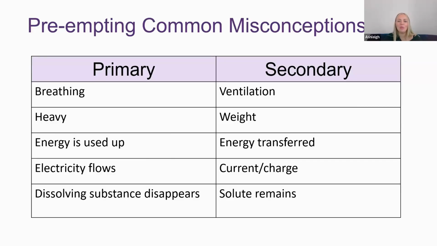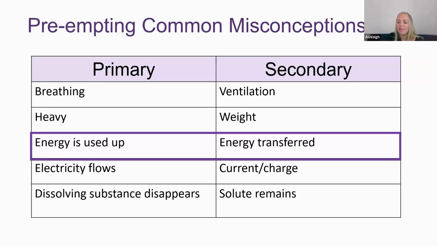I thought I would pick out some areas that I think, just from my own experience, this is not from a particular area of research, students when they come to year 7 have misconceptions around, or not even a misconception, but are using the incorrect language for GCSE. So we have breathing and ventilation, talking about things being heavy and associating that with weight, energy being used up as opposed to energy transferred, electricity flowing, and we will then introduce current and charge, and a dissolving substance disappears as opposed to a solute remaining. And I'm going to focus on just one of these areas. I'm going to focus on energy.